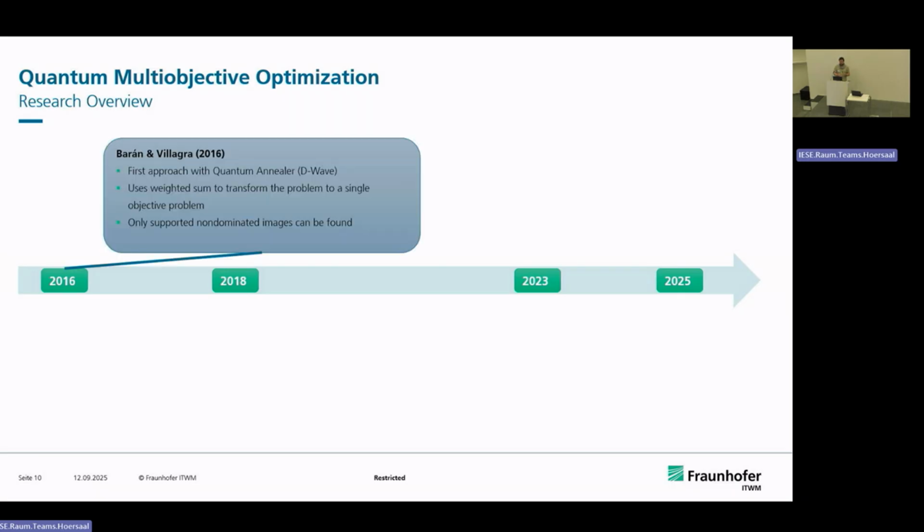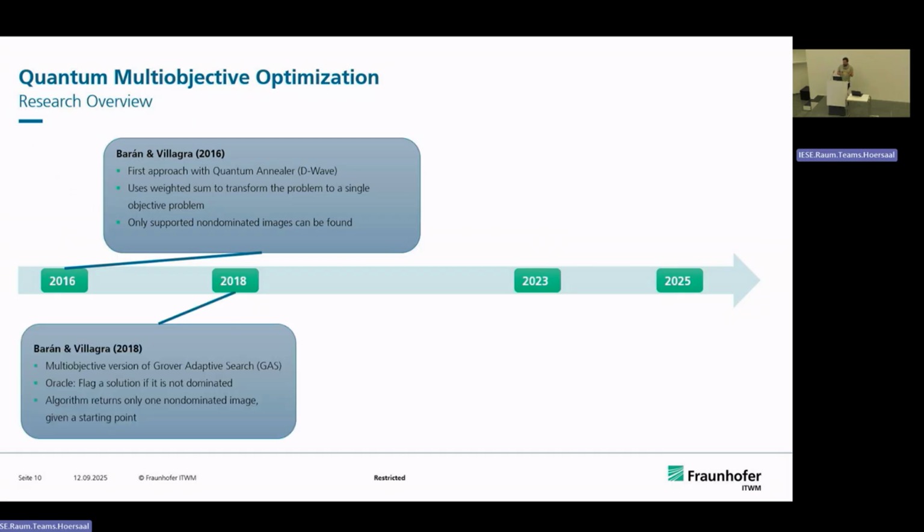For example, there's one by Baran and Viagra, which have an approach with a quantum annealer, but they use a weighted sum to transform these multiple objectives to one objective. So they have some aggregation function, and so they can only find so-called supported non-dominated images, which are only a subset of the non-dominated images. So this is the first approach, but it's not providing the full set of the Pareto front.